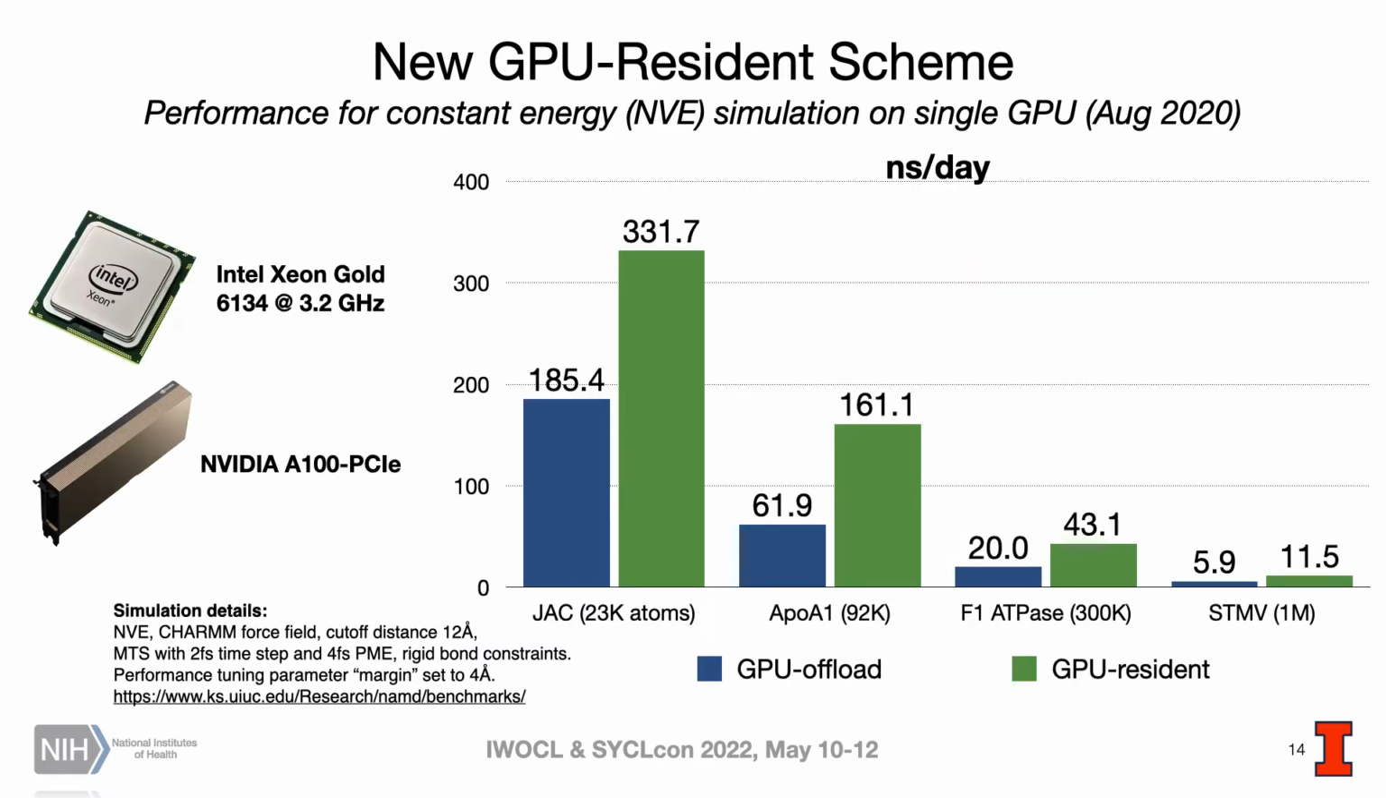Benchmarking shows that the GPU resident scheme on a single A100 GPU is much faster than the GPU offload version over a range of problem sizes. The GPU resident version is more than twice as fast as the GPU offload version for problem sizes in the range of 90,000 up through around 300,000 atoms. The sweet spot for best performance improvement seems to be around 100,000 atoms.